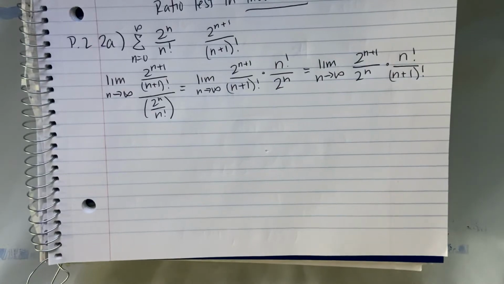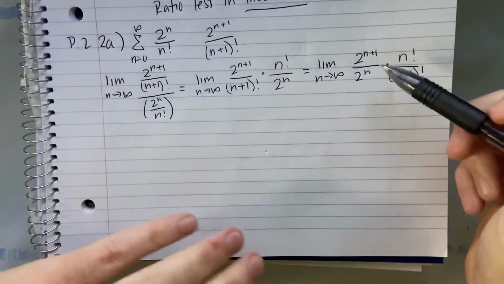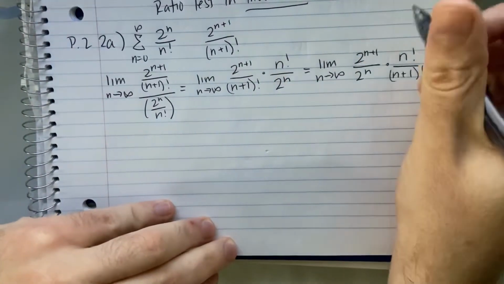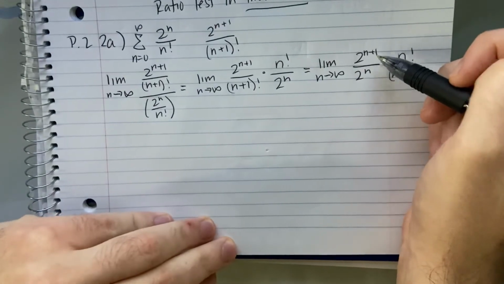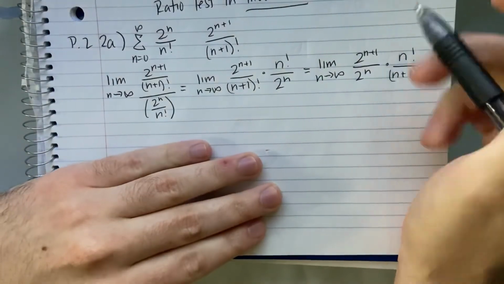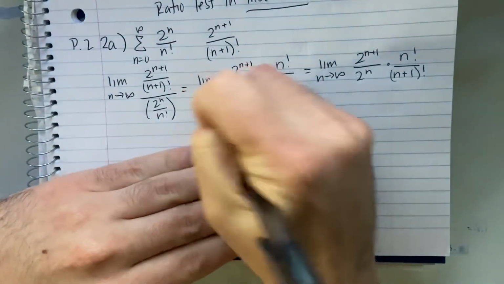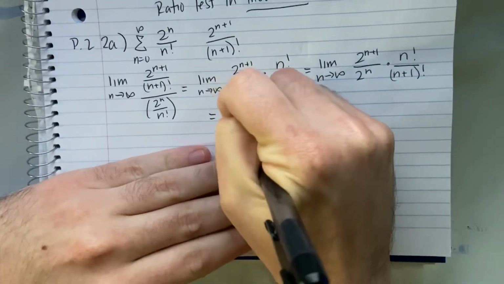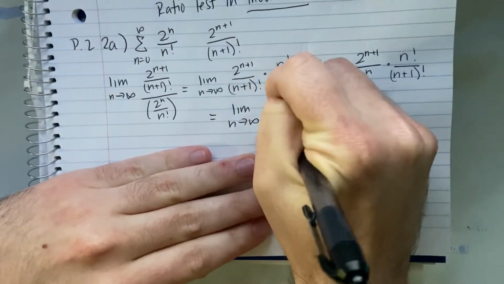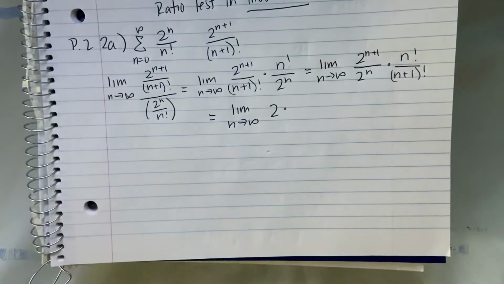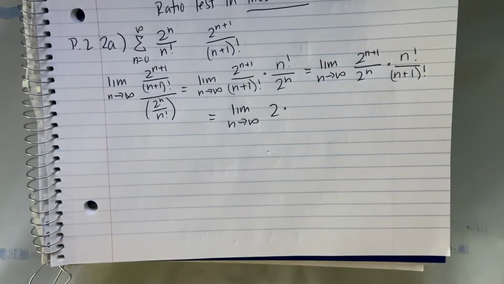Okay, so let's see what we can do here. Most people will be able to see on the left, this has exactly one more 2 than the denominator has in the numerator, so this is just going to be 2. But what do we do with n factorial over n plus 1 factorial? It's about what it means to be a factorial.